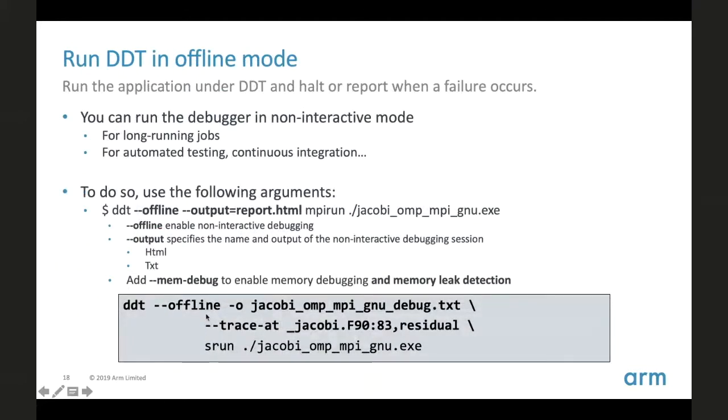You can also run the debugger in offline mode. This is very useful for large, long-running jobs, especially memory leaks. If you have a memory leak somewhere in a massive application and it only seems to happen at scale after running for 2 weeks, then you could do a ddt --offline, and that will tell the DDT debugger to basically sleep in the background until something goes wrong. When something goes wrong, print out a report of what the system state looked like at that point, and then exit.